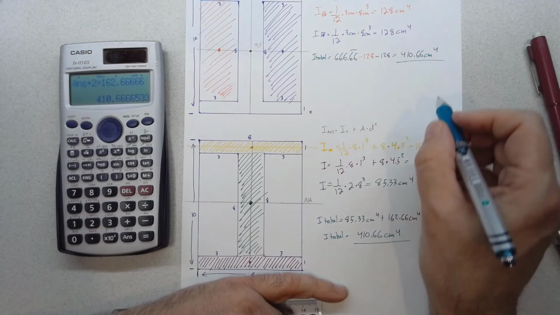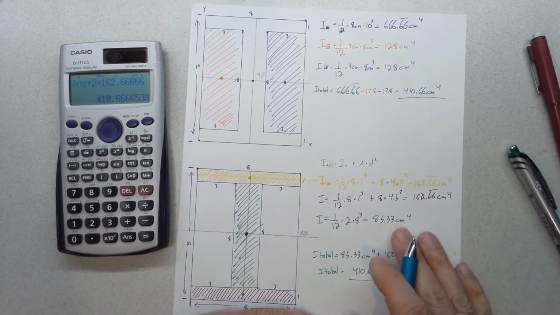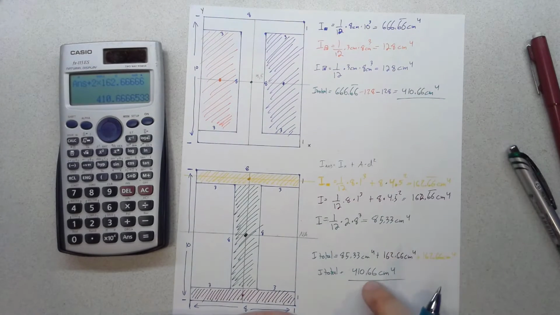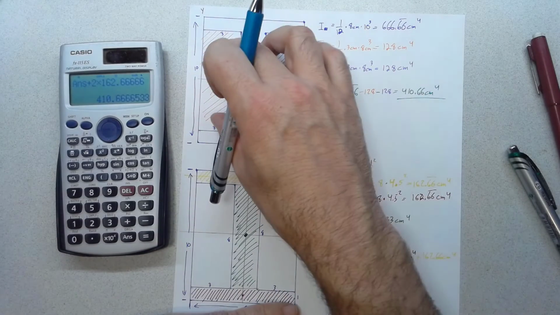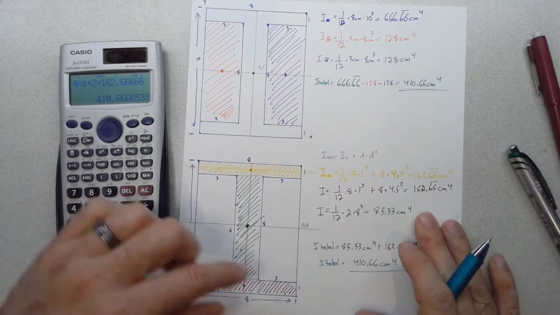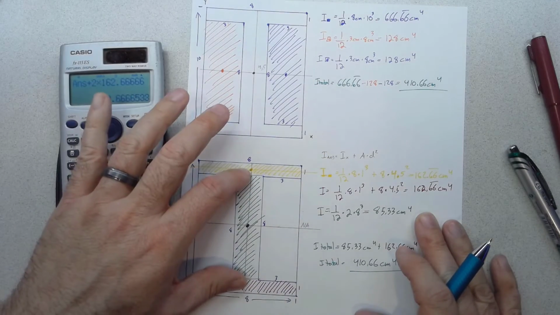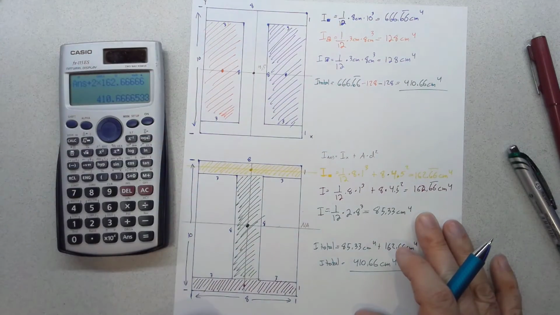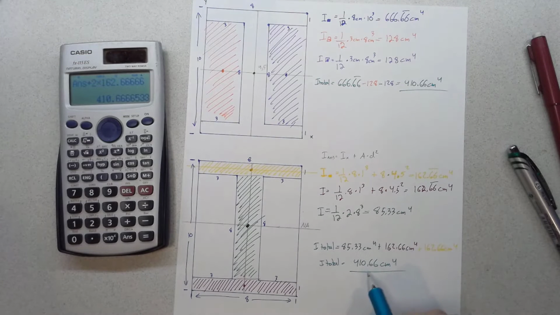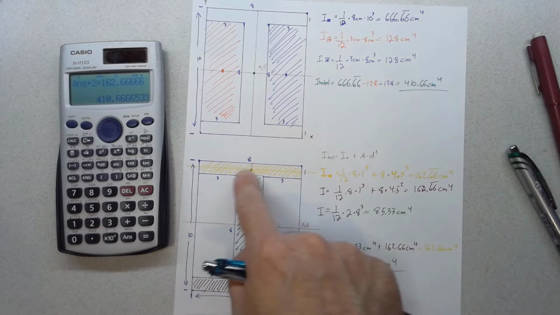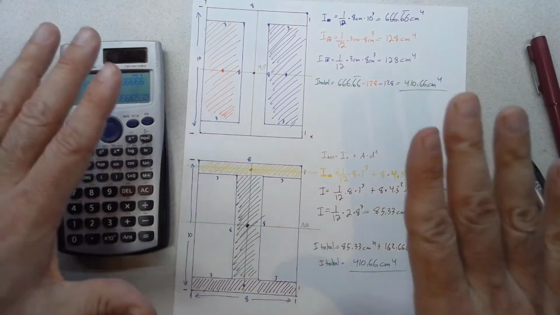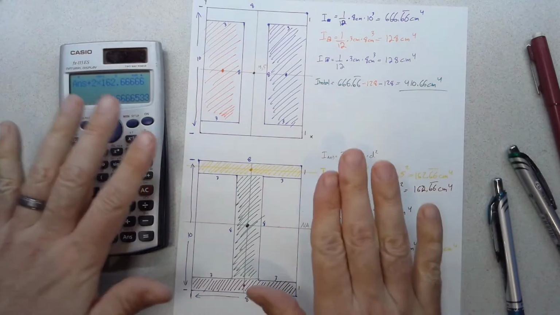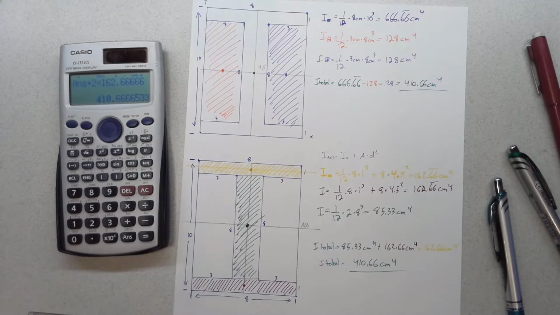Okay, you can see we get the same value, 410.66, whether we do it by finding I of the whole rectangle and subtracting out 2 pieces, or by building it out of 1 center web and 2 flanges, top and bottom. The final I, no matter how you do it, should come out to the same value because it's the same shape that we're finding I for. So that's our first composite I using an I-shaped beam.